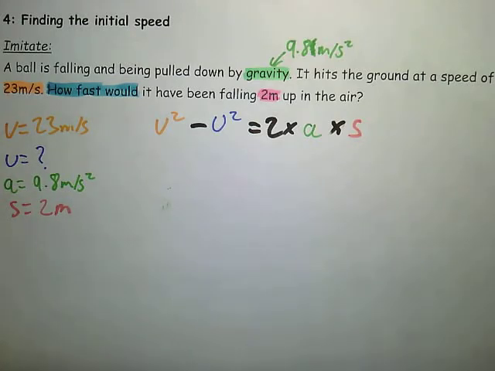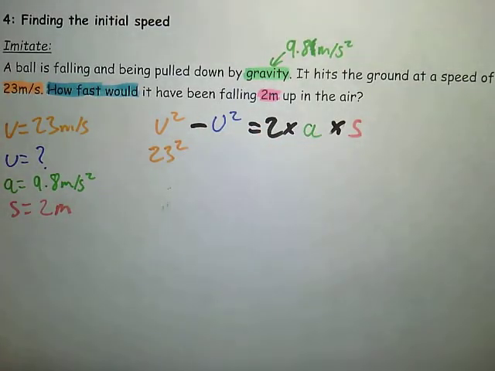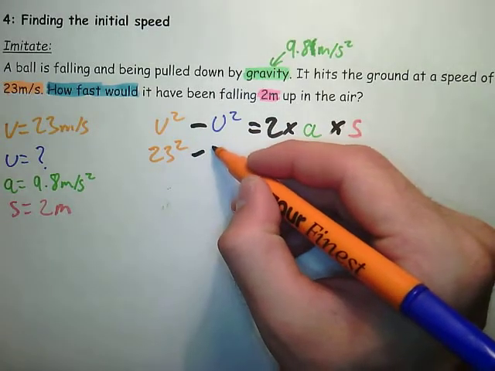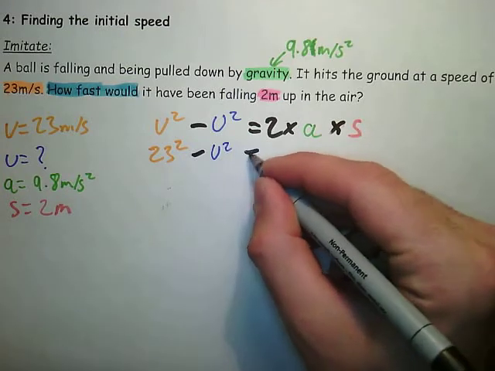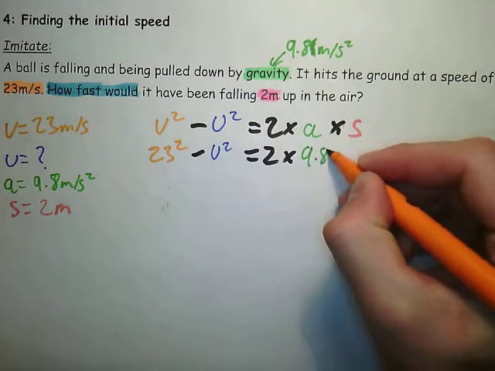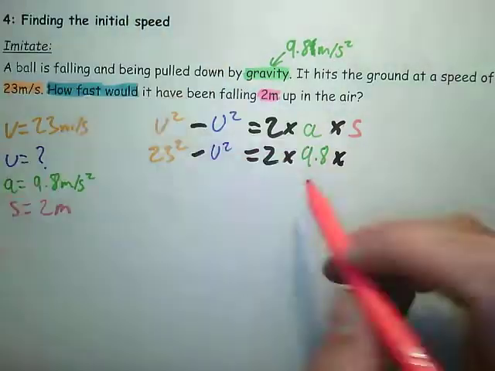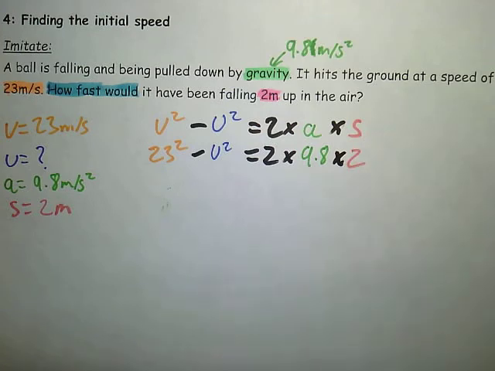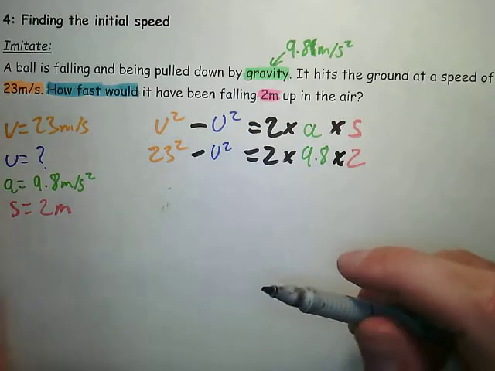So we know what V squared is. That's 23 squared, minus U, we don't know, squared, equals 2 times acceleration, we know is 9.8, times the distance, we know is 2 meters. Okay, and again, we're just going to simplify. So we can simplify that 23 squared.